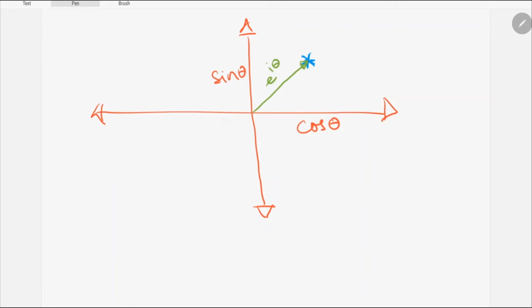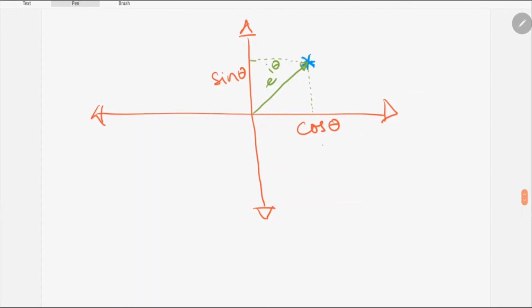Using these resources. So what are the resources? e to the iota theta, sine theta, and cosine theta. If we have these things in hand, can we trace the location of this blue point over here? So we are trying to do that. Let's say I will do this and do this.